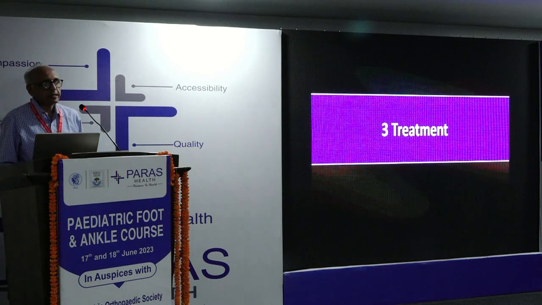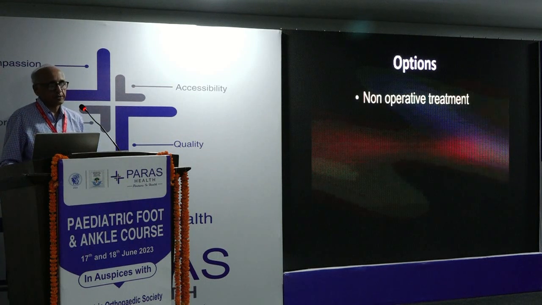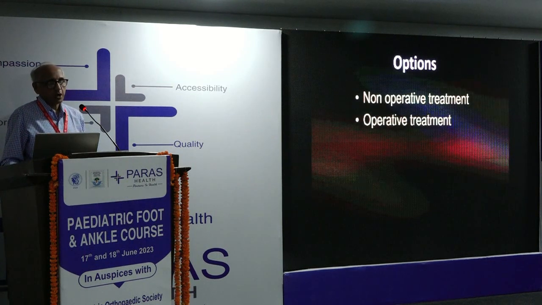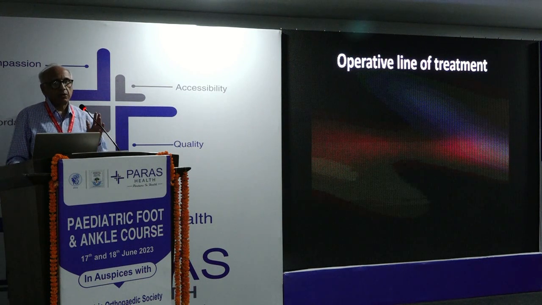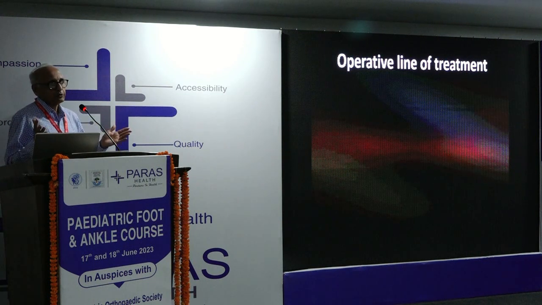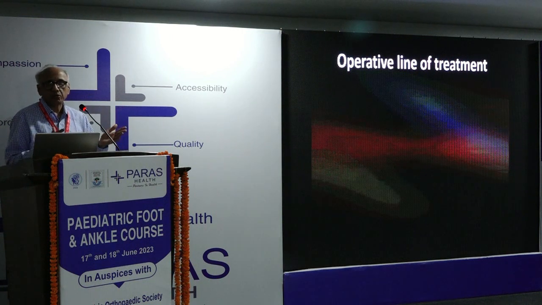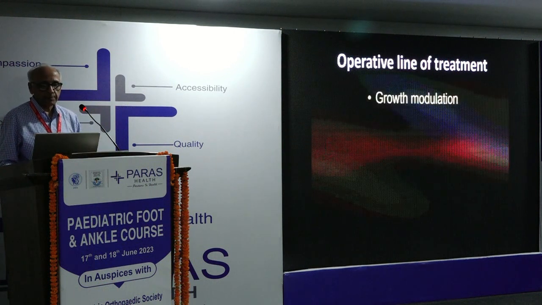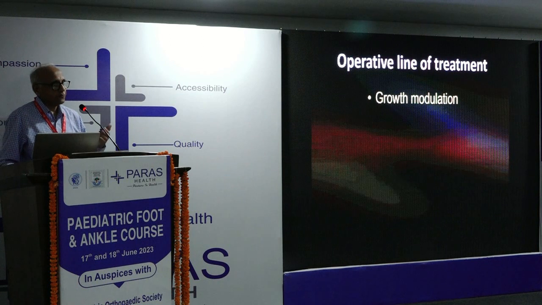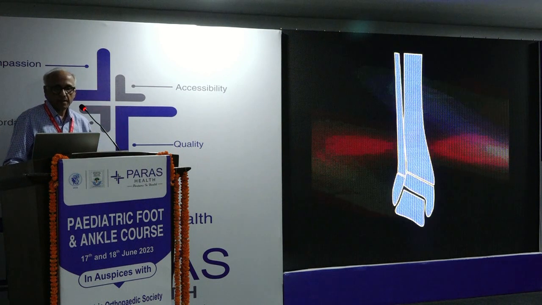Coming to the last part, that's the treatment. The options we have are non-operative treatment or operative treatment. I'm going to focus mainly on the operative line of treatment because non-operative treatment is just a compensation. We can give a wedge sole, but it does not correct the thing. It's just a compensation. So for the operative line of treatment, we have two options. The first is growth modulation, and the second is osteotomy. We cut the bone and correct the deformity.